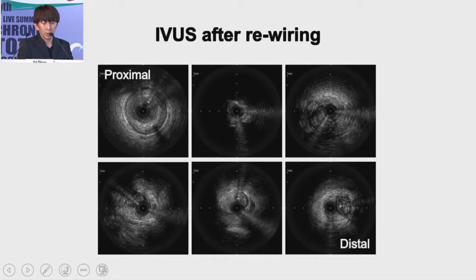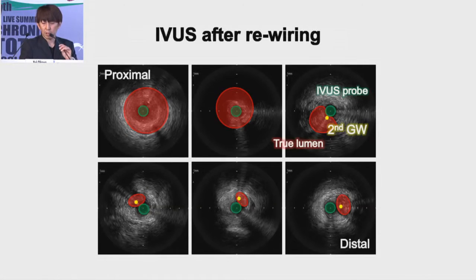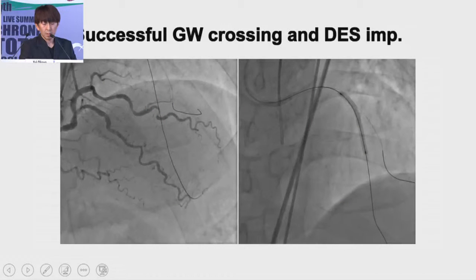After rewiring, I was finding it here. The green circle is the IVUS probe, and the second wire is a yellow point. The yellow point is apparently inside the true lumen. After that, I advanced this guide wire distally. After that, I implanted a stent.